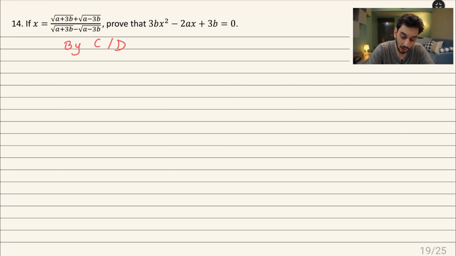Okay, now this x is actually x upon 1, so it becomes x plus 1 upon x minus 1 is equal to, again on the right side, numerator plus denominator upon numerator minus the denominator.